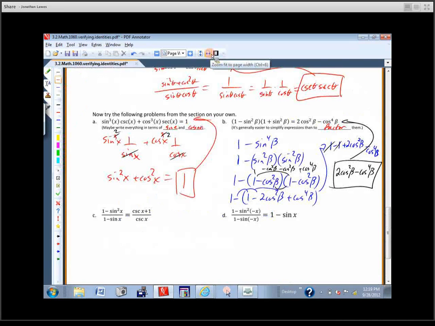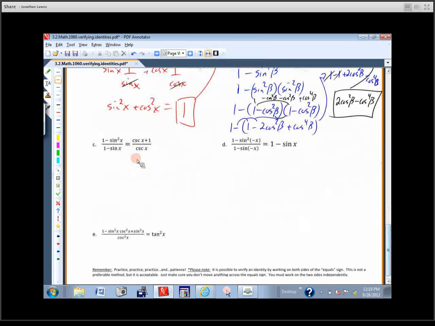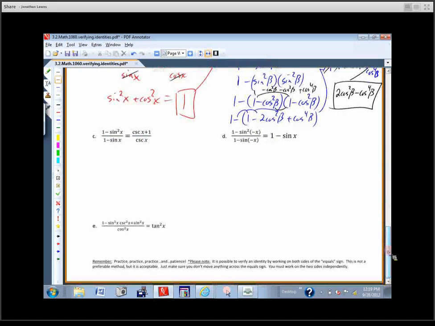Okay. Let's see. Which of these last two do you want to do? You want to do C or D? C? Okay, here's a few more C's. Well, you want to do A again? Okay. All right, let's take a look at this one. They're both kind of complicated. Do you want to do the left side or the right side?